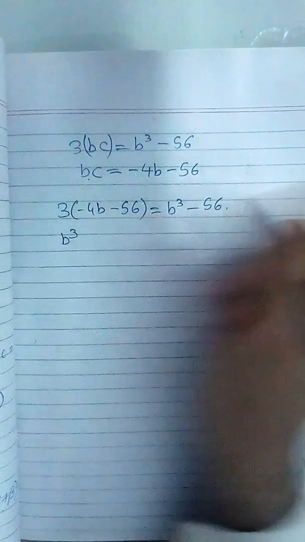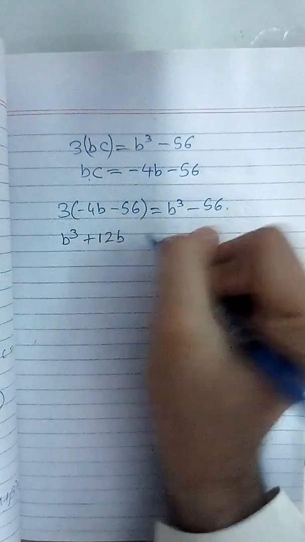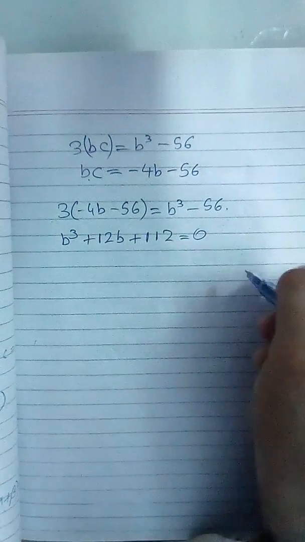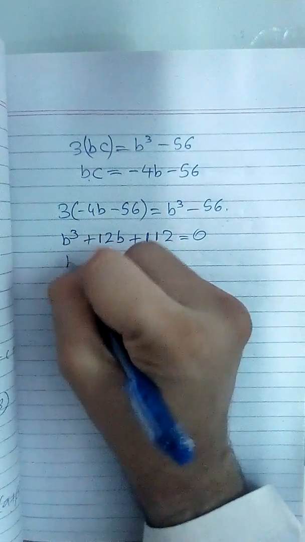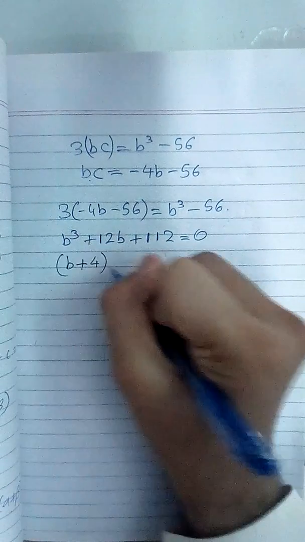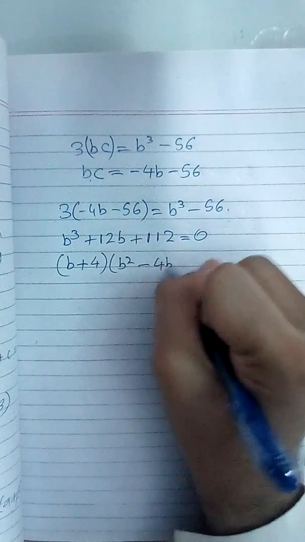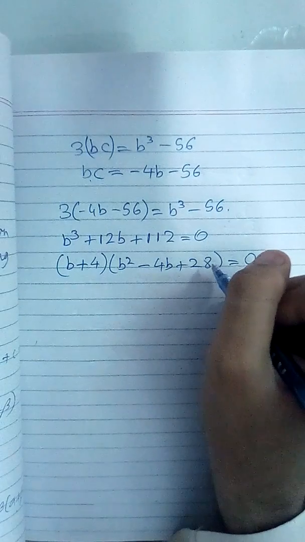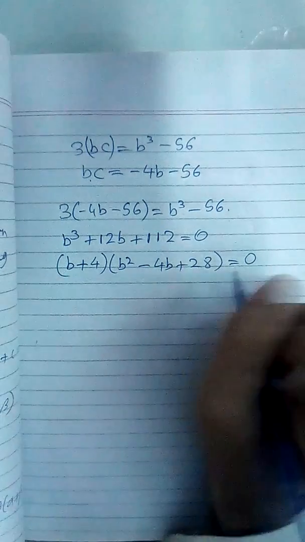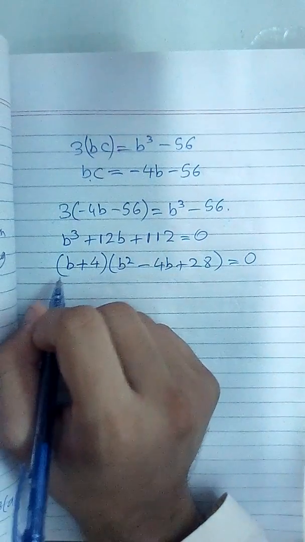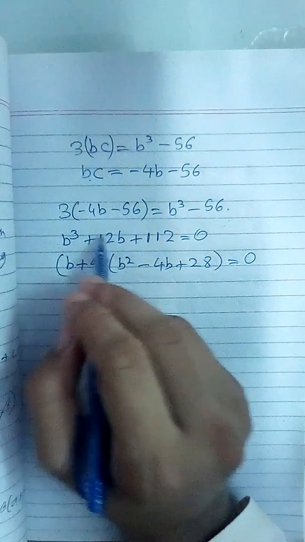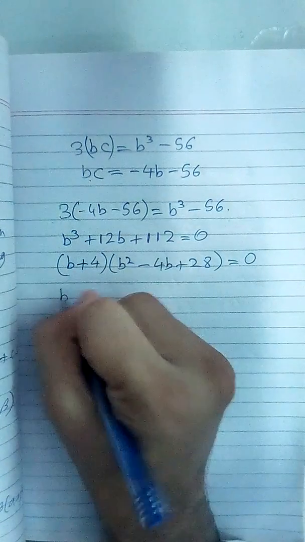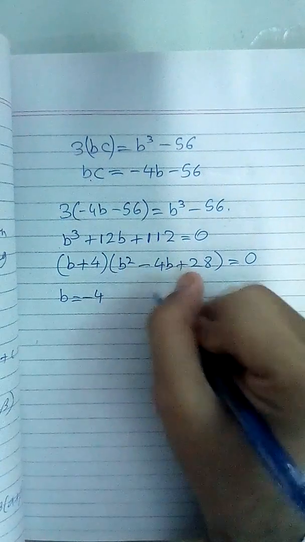In short, our equation will look like b cube plus 12b plus 112 equals 0. If we factorize it, we will obtain (b plus 4)(b square minus 4b plus 28) equals 0. You can do this process using the factor theorem, and you can complete this process by using simplification. So on one hand we are getting b equals minus 4, and we have the second equation.